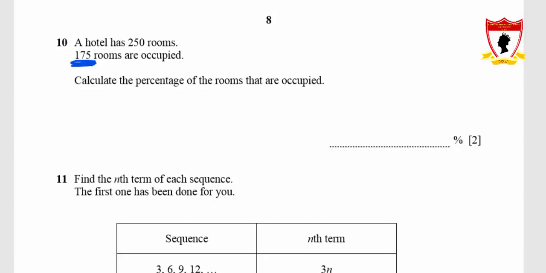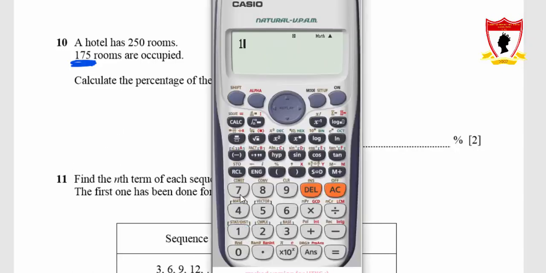To represent this as a fraction, we say 175 out of 250. And this is the result, 0.7. This is the fraction. If the question asked to represent these as fraction, it's 7 out of 10. As decimal, 0.7. As percentage, we have to multiply the result of the division by 100 to make it percentage. That is 70%.